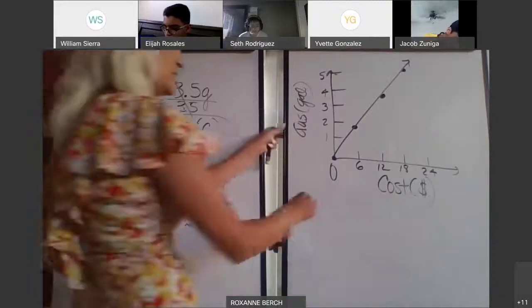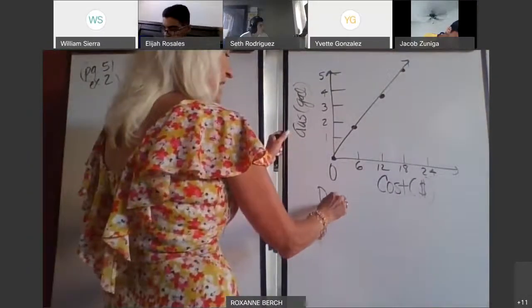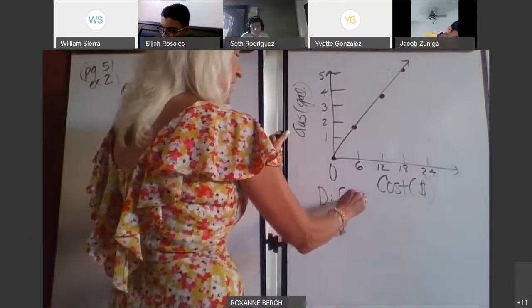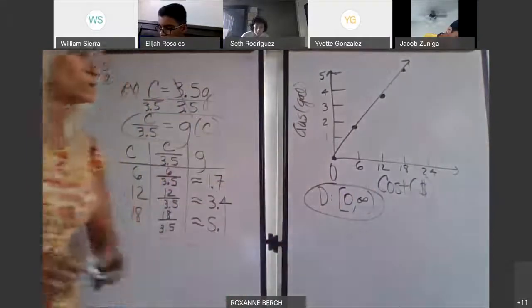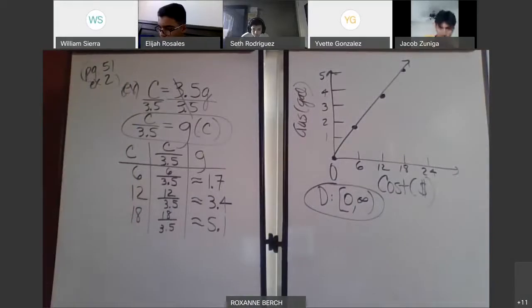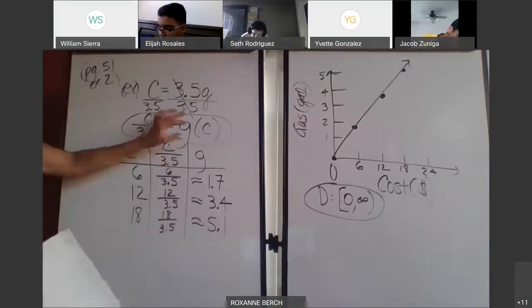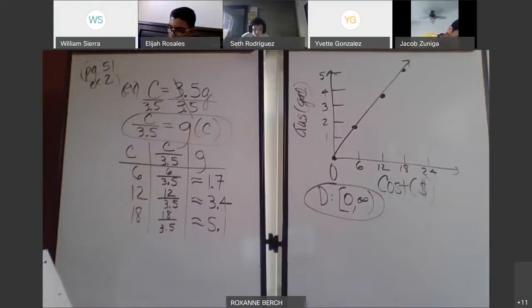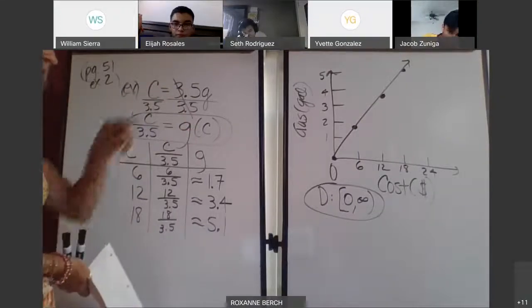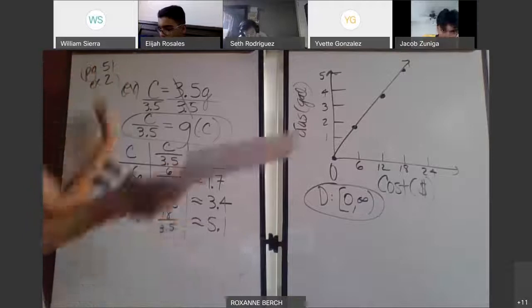And they're asking for the domain in set notation, but we're going to use interval notation, and that would be from 0 to infinity. So there's your function of gas in terms of cost. There's your graph. There's your domain. What does all this mean?